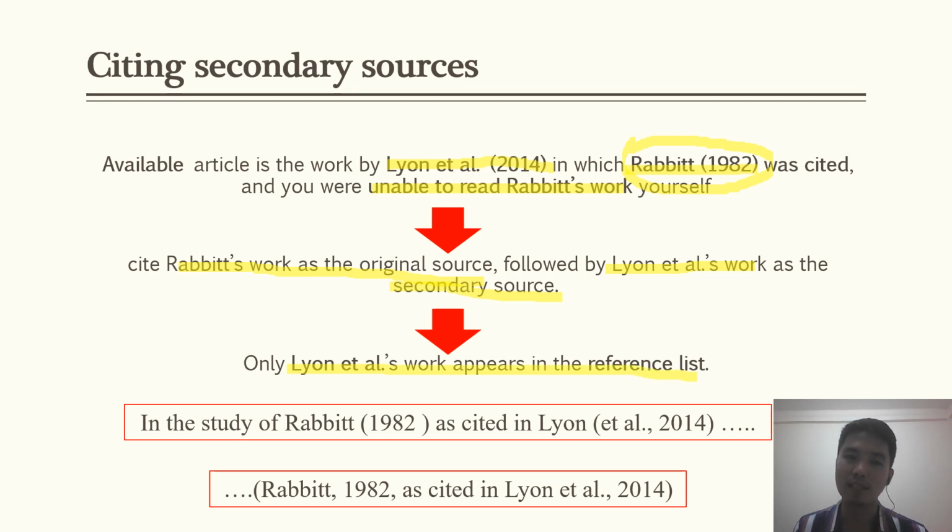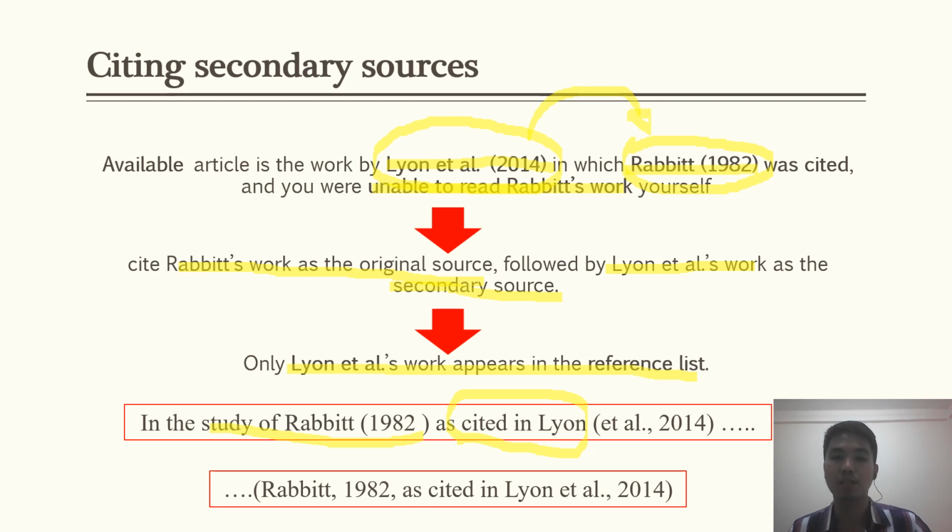Why Lyon et al.? Kasi si Lyon et al. lang yung nakita mo talaga, yung meron kang na-retrieve, na-download. Pero yung source niya na si Rabbit 1982, hindi mo na mahanap. You didn't have access to Rabbit's article or Rabbit's book, kung libro man yan. So in your in-text citation, pwede mong gamitin ang ganitong format: in the study of Rabbit 1982, as cited in Lyon et al. 2014, and so on, followed by the information.